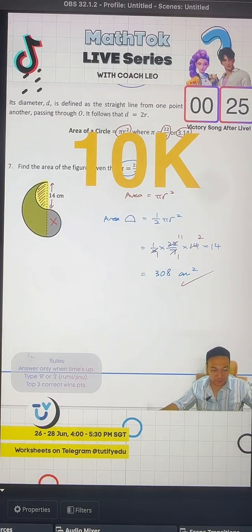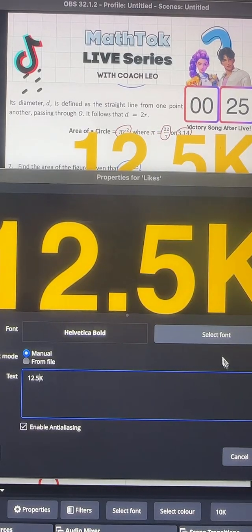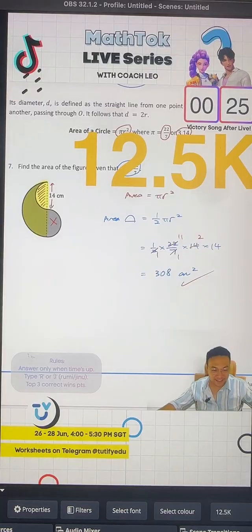Very good. Our next target will be, let's see, what should our next target be? 12.5K, right? Okay, let's do 12.5K next target. 12.5K likes. Alright, and let me reset the dance also.